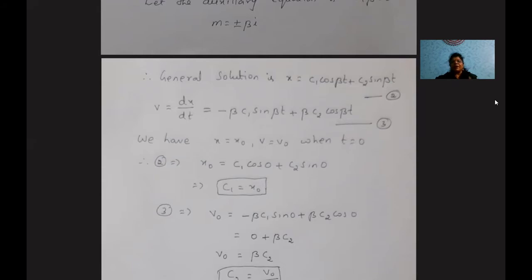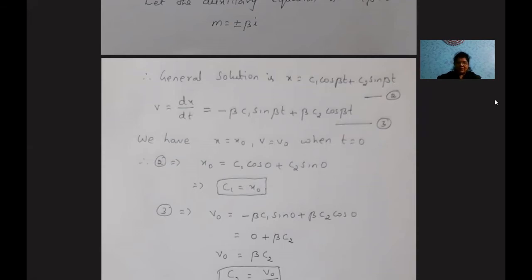What is equation number 1? The governing differential equation of vibrating of string is equation number 1. Thus, we have obtained the displacement x. But to put in the initial values, that is x equal to x naught and v equal to v naught, we need the value of v.